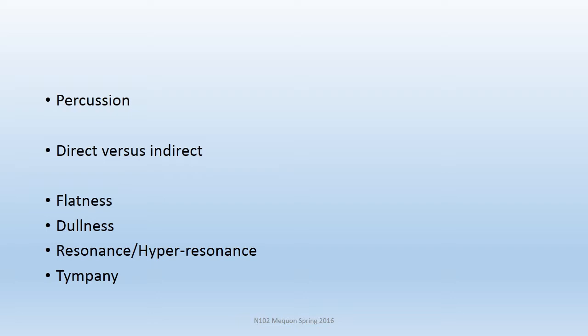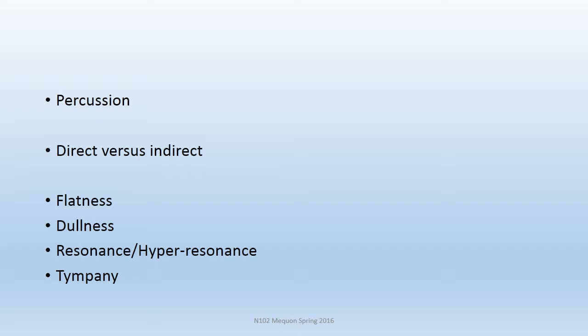However, I would like you to take a look at these definitions and where you would expect to percuss these sensations. Flatness is a dull sound produced over very dense tissue, such as muscle or bone. And so when we practice in class, we'll be asking you to percuss over a classmate's rib or perhaps a muscle. And I wonder if you'll be able to detect a sensation of flatness.